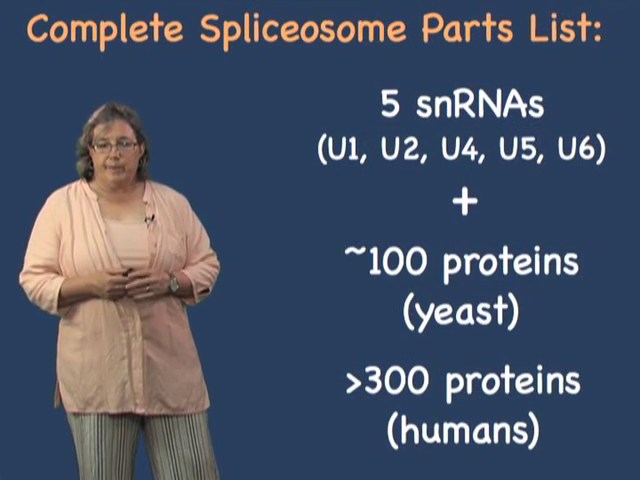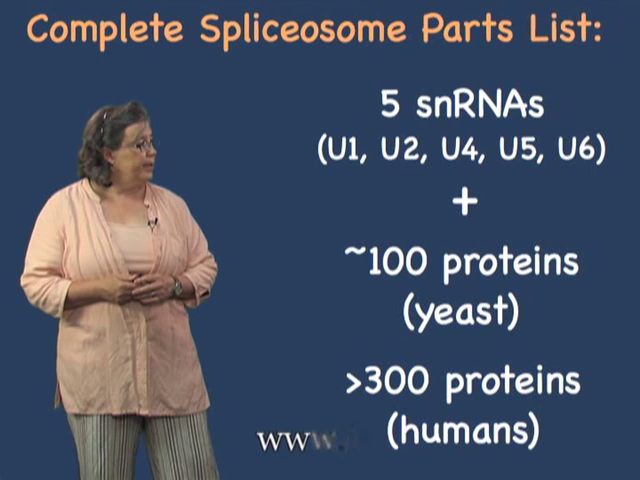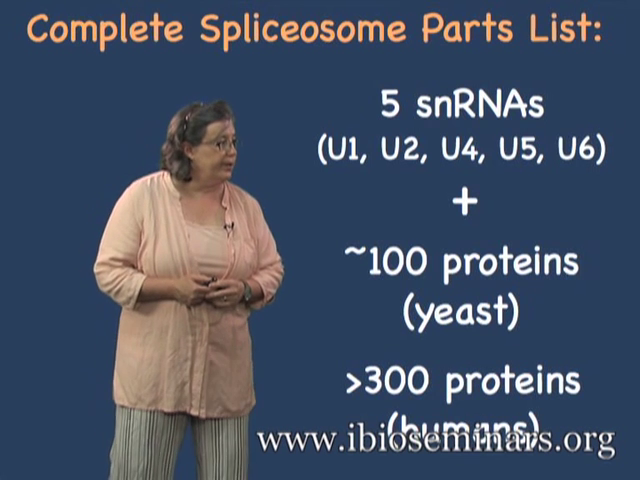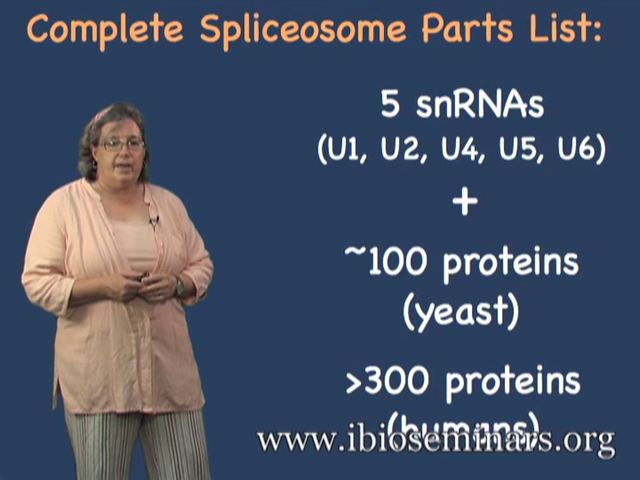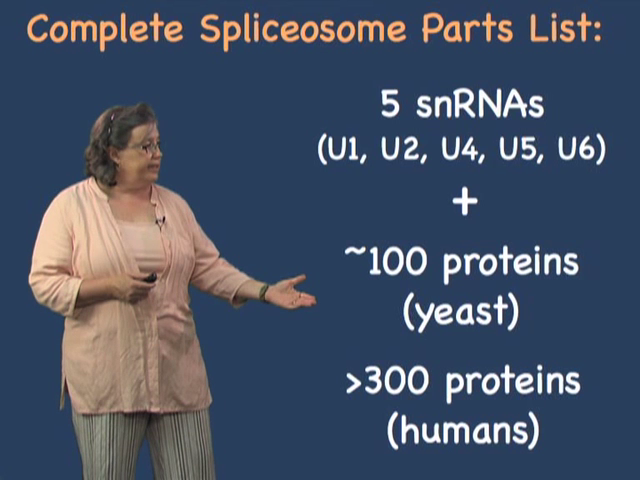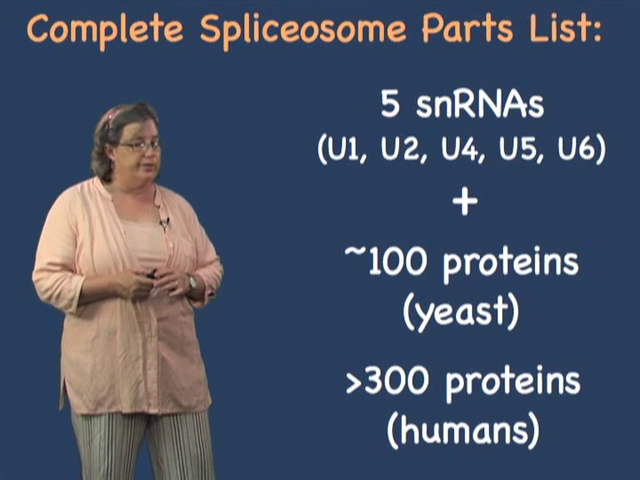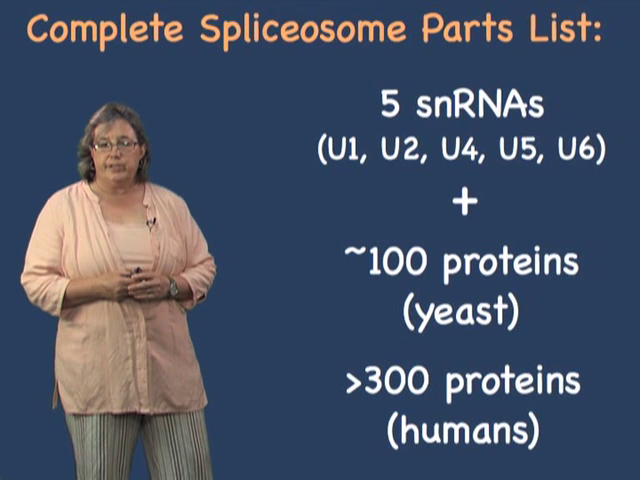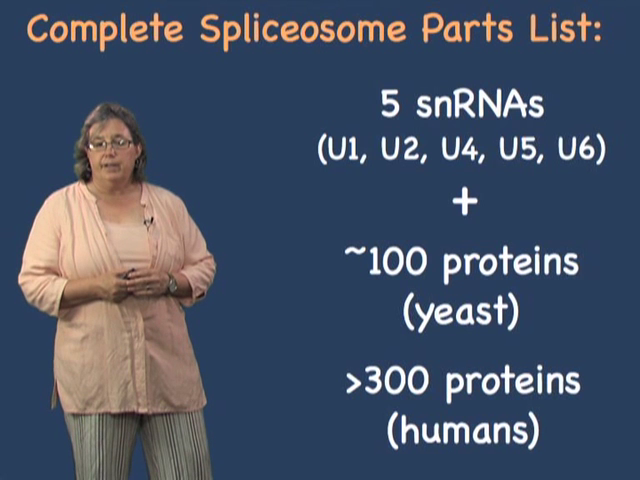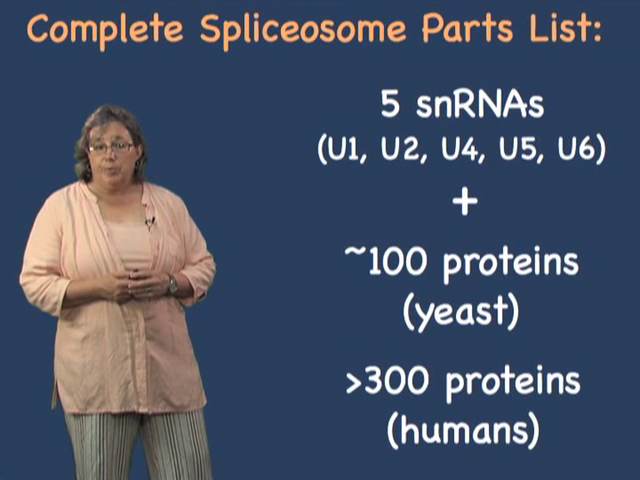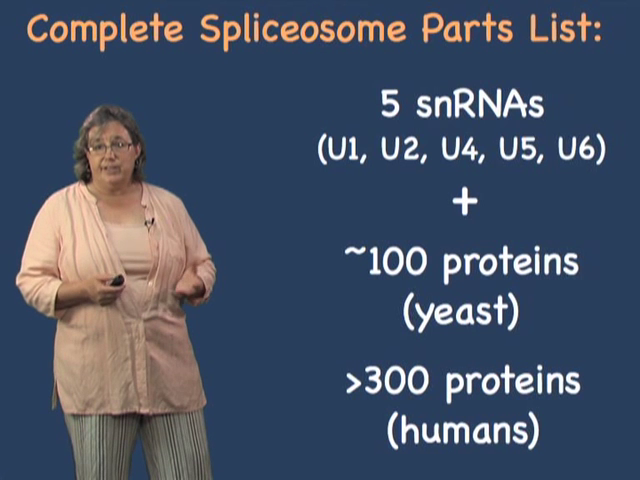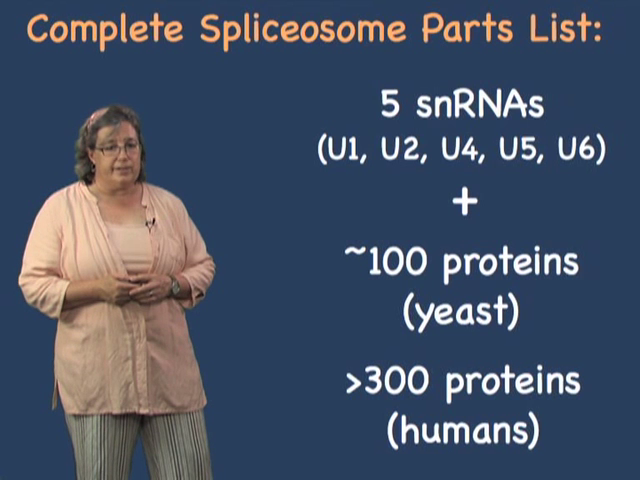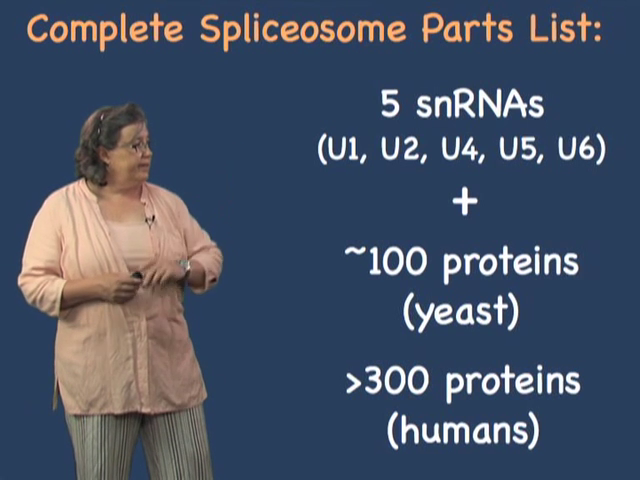Altogether, the complete spliceosome parts list, as we now understand it, consists of 5 snRNAs, U1, U2, U4, U5, and U6, and about 100 different proteins in yeast, and about 300 different proteins in humans. The reason that the human splicing machinery is so much more complicated than the yeast splicing machinery, you can imagine why, because we have so many different introns and we do all this alternative splicing that the yeast don't. So most of these extra proteins are involved in alternative splicing. Now let me tell you a little bit about the snRNAs.